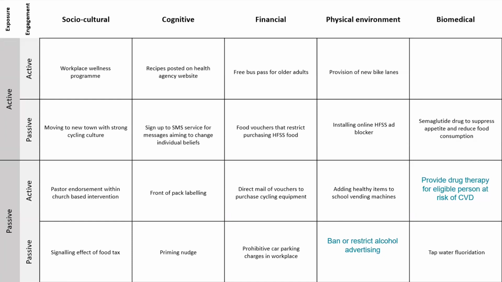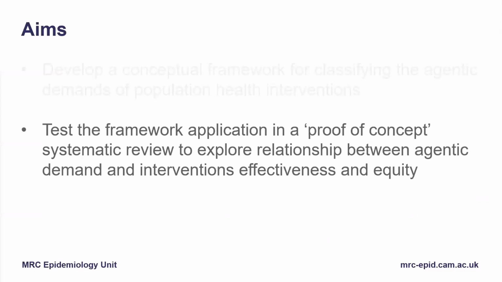So I guess that's the introduction to outlining the framework. But the outstanding question really is, so what? This on its own doesn't really help or tell us anything about how interventions are effective or influence equity effects. So our last stage of this project was to explore whether the categorization was associated with intervention effectiveness and equity, to begin developing the evidence base to support selection of interventions.